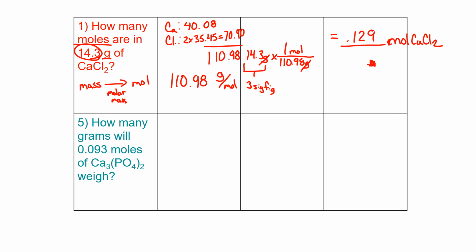All right. Now, based off of what we just did, see if you can solve this one. It asks how many grams will 0.093 moles of calcium phosphate weigh? The first thing you're going to have to do, no matter what, is get the molar mass. But the equation is not going to be set up the same. Okay, so watch the video that I post.